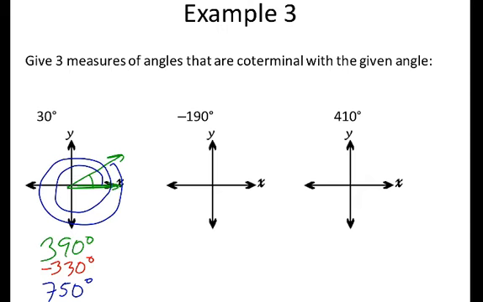Let's take a look at negative 190. So starting off with a visual, let me switch to green a second. So starting off, going negative, which means we're going clockwise, go negative 90, negative 180, negative 190, a little bit above 180.